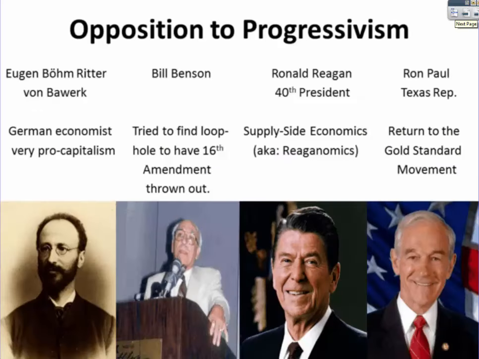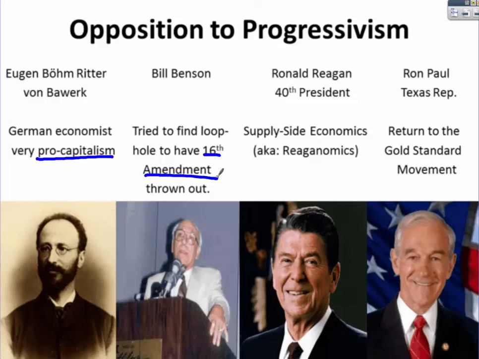Now, opposition to progressivism. Famous German economist Eugen Baumritter von Bauer is very, very pro-capitalism, believes that the creation of wealth in capitalism benefits all of society, not just those that are becoming extremely rich. A guy that's not really well known, Bill Benson, he tried to find a loophole to have the 16th Amendment thrown out. That is what established the graduated income tax.